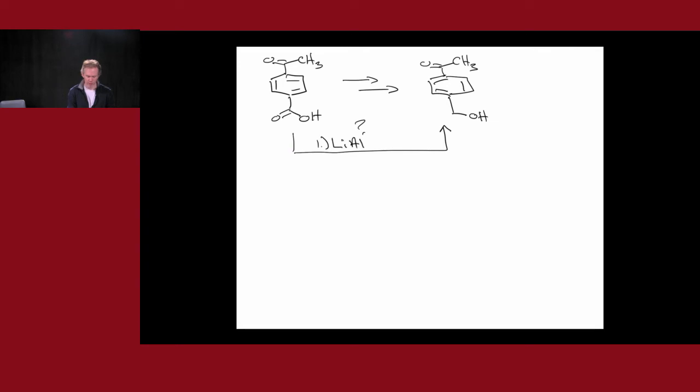The question is, would this work? If I treated this with lithium aluminum hydride and then reacted it with water, certainly the carboxylic acid would be reduced to the primary alcohol. But that's not all that would take place. Remember, lithium aluminum hydride is our strongest reducing agent, and it reduces all the carbonyl groups that we've talked about in the past. So we wouldn't get this as the expected product. Instead, we'd get a product that would look like this, where this ketone has been reduced to a secondary alcohol as well.